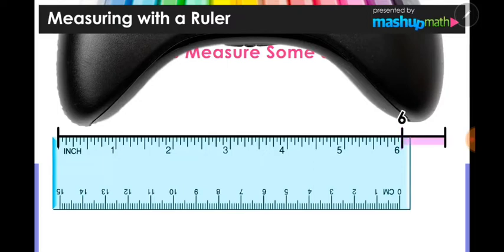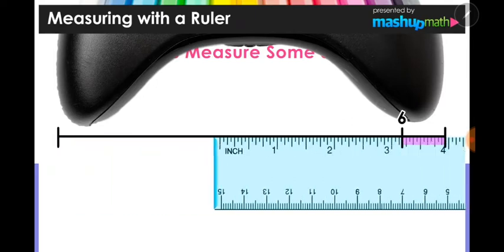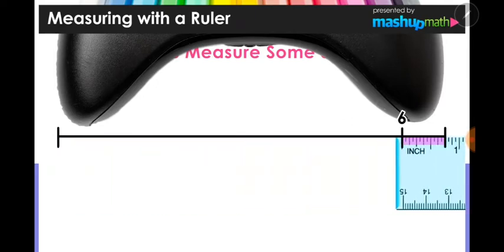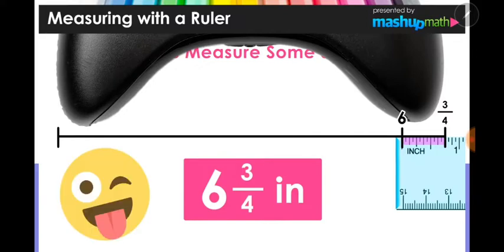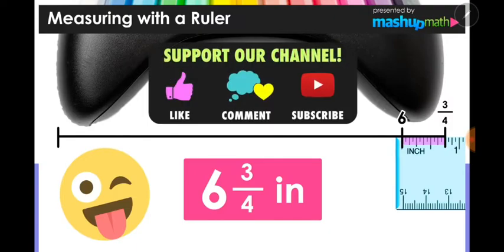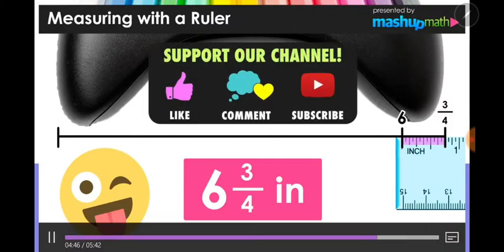So first we measure the first 6 inches of the object, and then we have to measure the length of the extra space. To do that, we can slide our ruler over and see that this figure extends an extra 3/4 inch. So we can conclude that the video game controller has a length that measures 6 3/4 inches. So this should get you comfortable now with using a ruler to find the length of different objects.